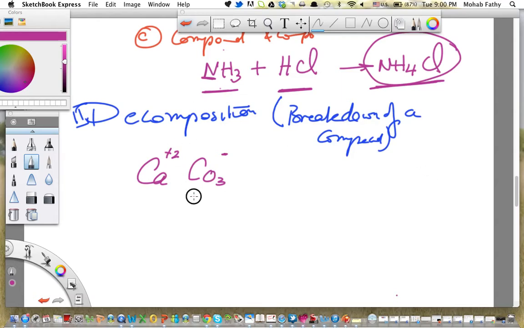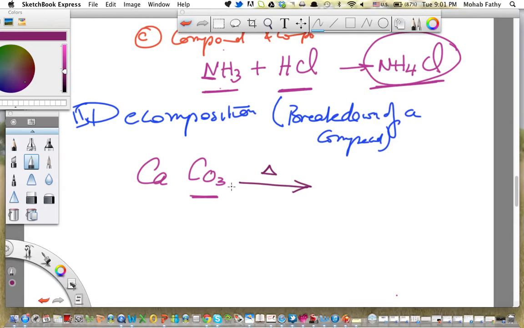Calcium carbonate. Carbonate is CO3 minus 2, and whenever you find positive and negative of the same value, they cross out. So we remove both of them, right? This is calcium carbonate. It can be decomposed by heat, and this is called thermal decomposition. Thermal means heat. When I decompose it, it will be broken into 2.